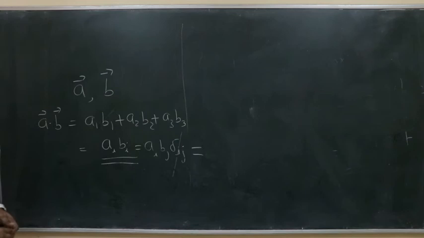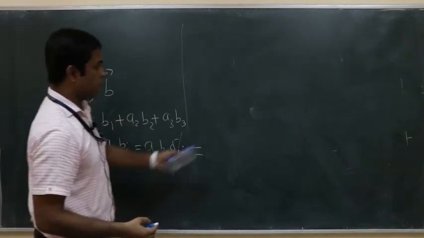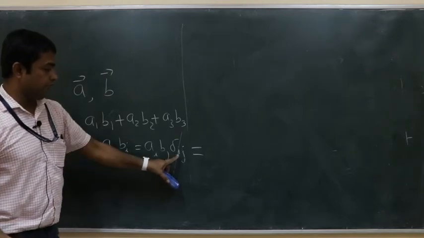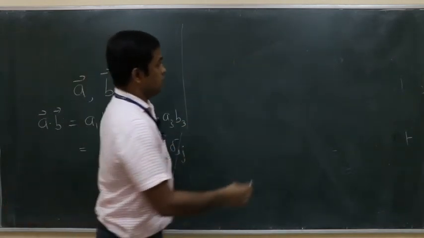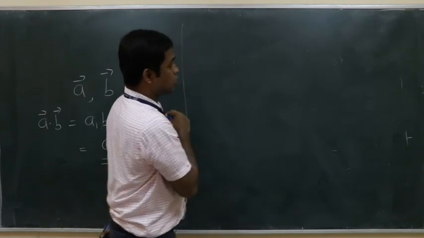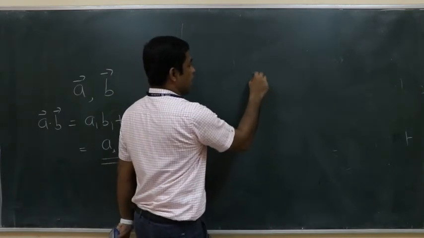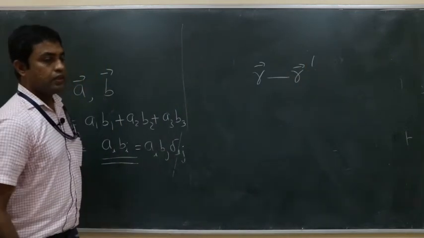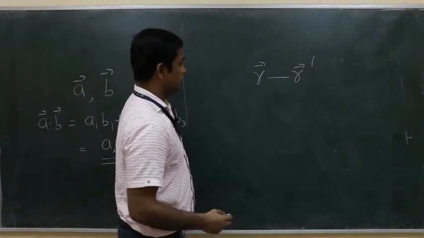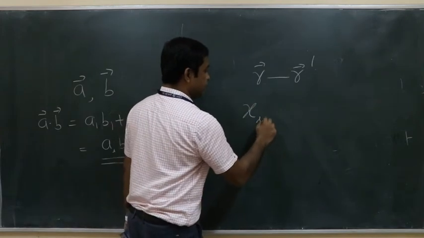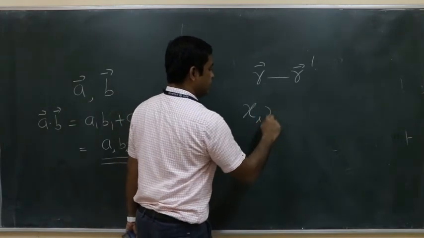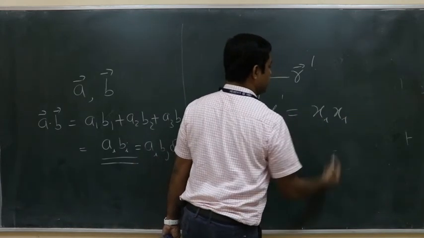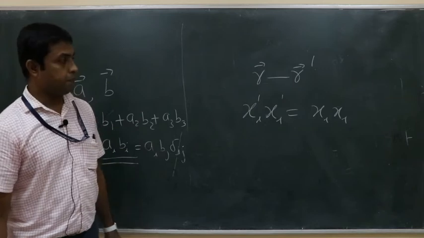Okay, so now we have been discussing A dot B, which I can write as Ai Bi, which is also the same as Ai Bj delta ij. Now we are going to where we actually stopped earlier, that is R going to R prime. So here, what is going to happen? You know that xi should be equal to xi prime.